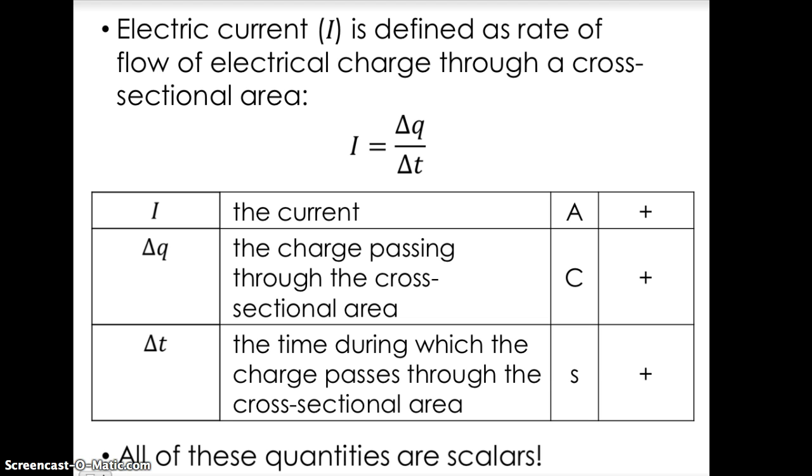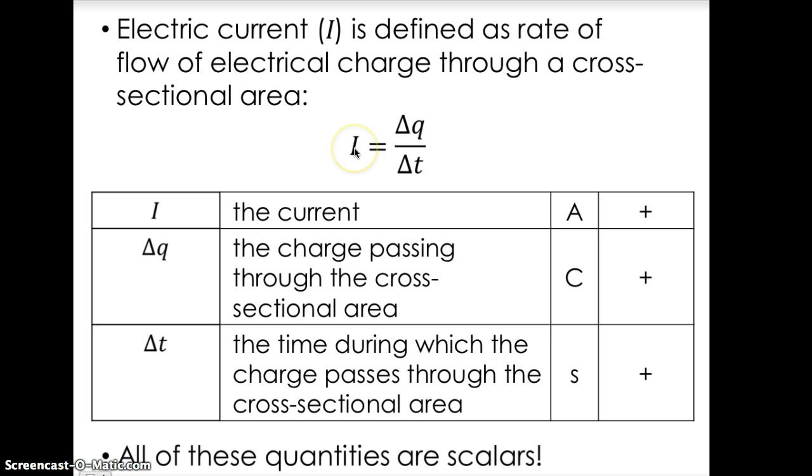So what I've done in giving you this example is I've introduced the idea that by cross-sectional area, we really mean the cross-section of a wire. So you could say that current is the rate of flow of electrical charge through a wire, if you wanted. Now current is measured in amperes, A-M-P-E-R-E, write that down somewhere. And charge is measured in coulombs, time is measured in seconds.